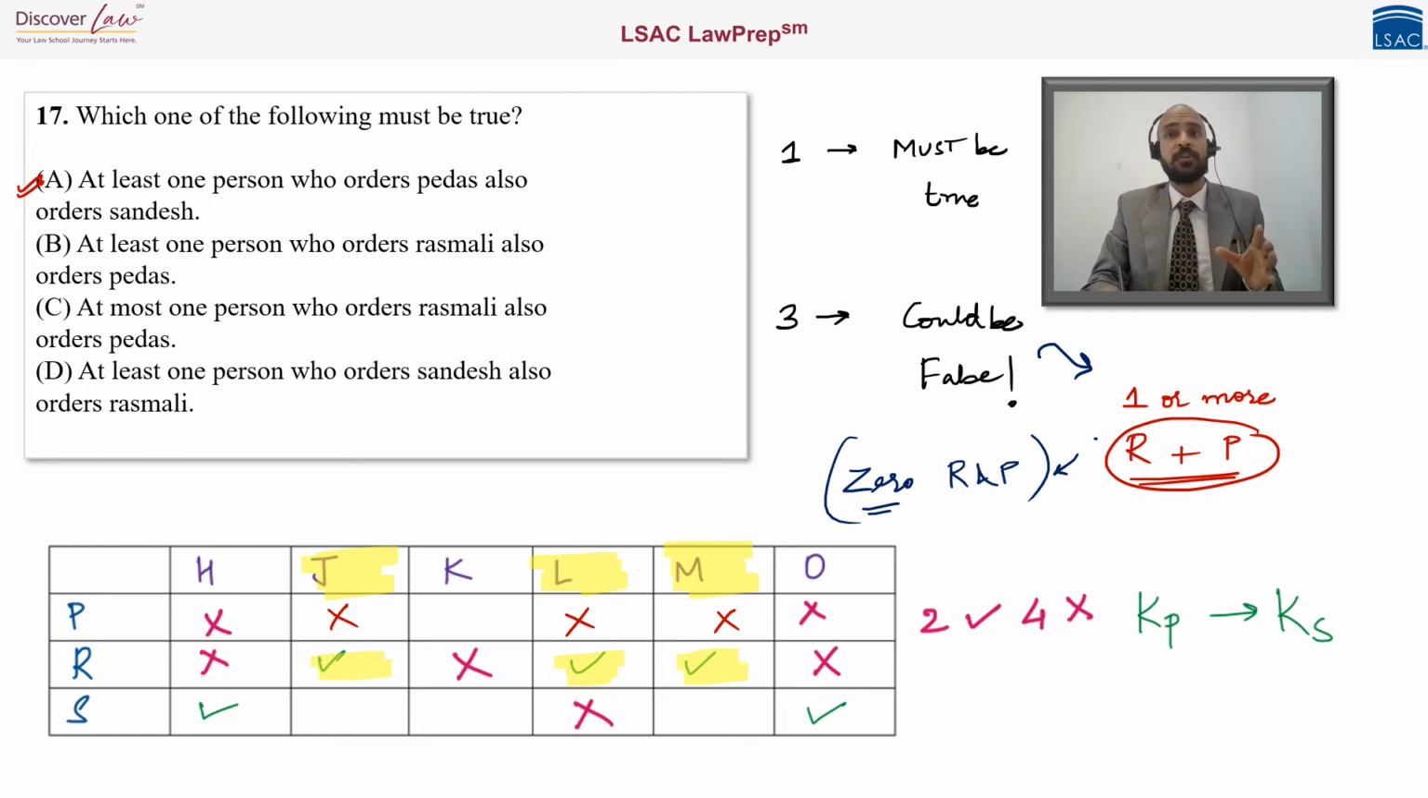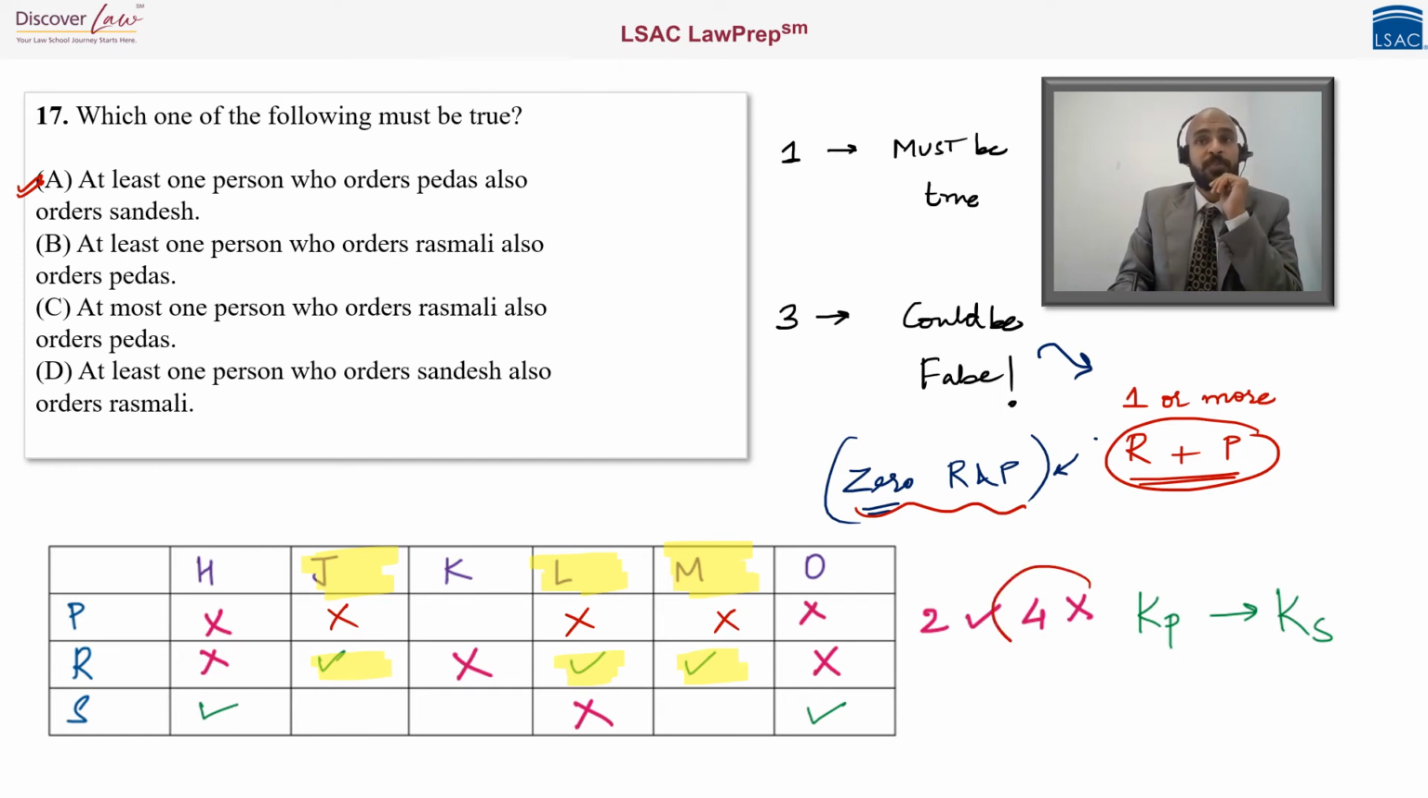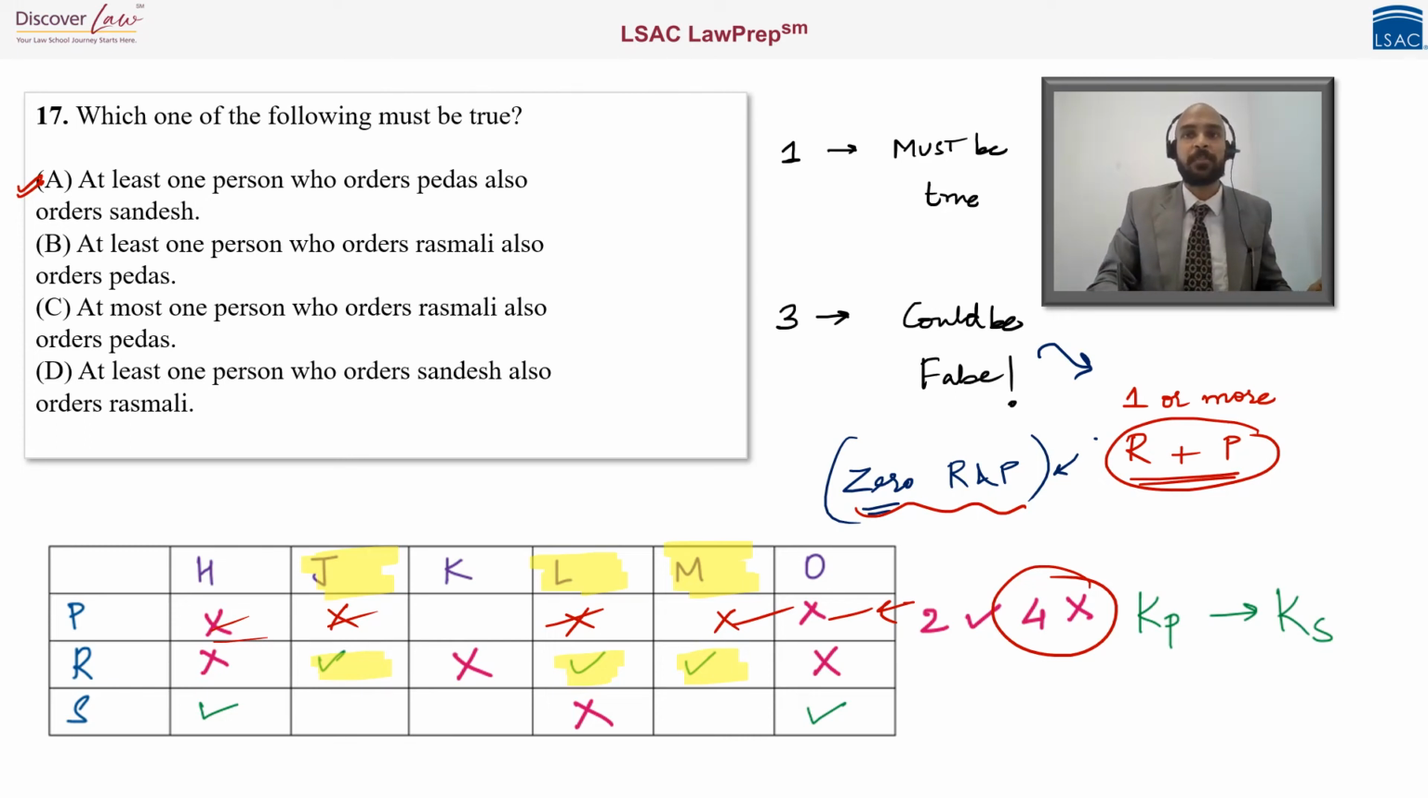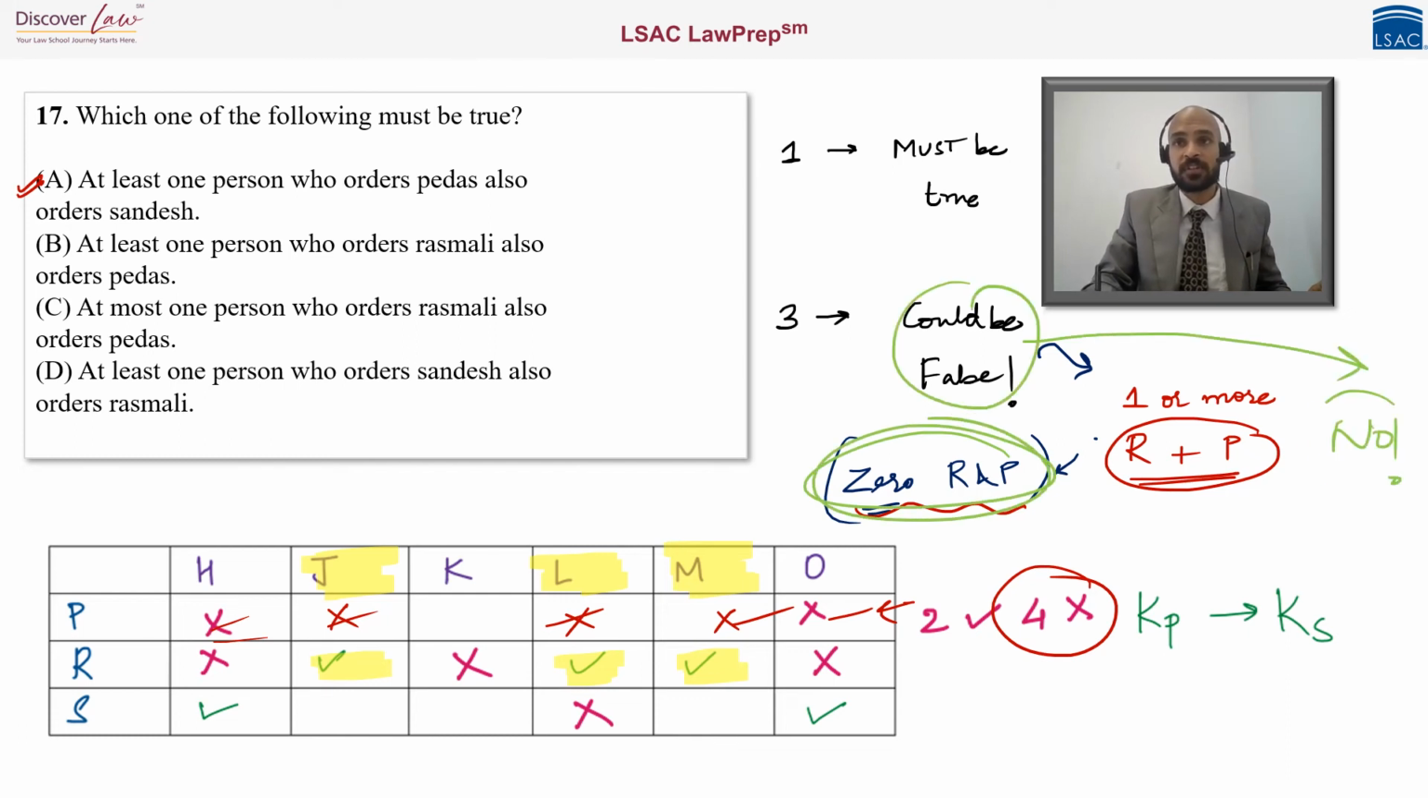Is it possible for me to show that you can have 0, R and P? You realize that if you do this, you're supposed to have only 4 crosses here and 2 ticks, but now you have got 1, 2, 3, 4 and 5 here. So this is not possible. So now in this case, you know that this cannot happen, right? Which means that it is not possible for this to be false. Therefore, B becomes the answer.